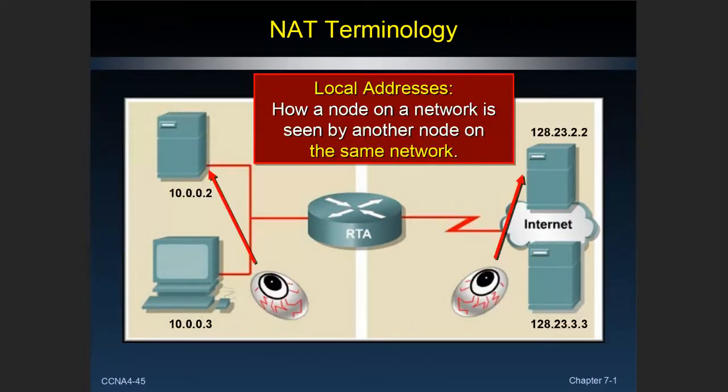So a local address is how a node on the network is seen by another node on the same network. So at Tarrant County College, when you come into the laboratory classroom, and your workstation is 10.144.100.1, and you can see the other workstation, and your other lab person that's in the next row from you, he might be 10.144.100.2, and you can ping them directly. You see them by those local addresses.